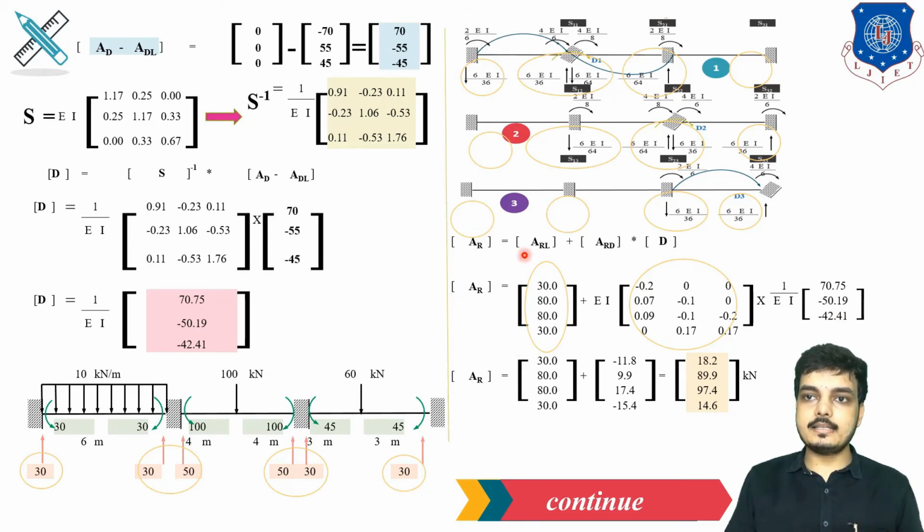So now AR is nothing but ARL plus ARD into D. ARL is due to loading reactions, and ARD is due to primary unknown reactions. Let's see. All are upward, so the value will be positive only. So this is 30, so I place 30. Now at support B, there are two reactions, so add 30 plus 50, it is 80. Similarly 80 and then 30.